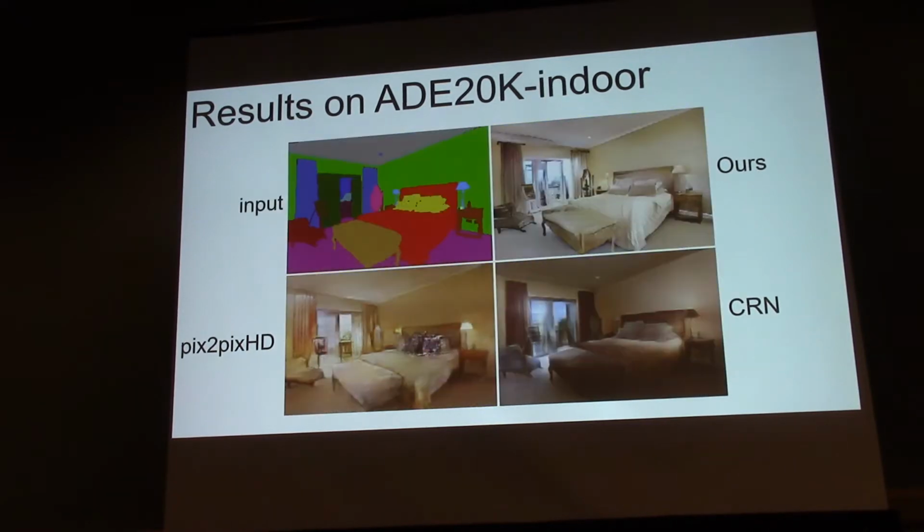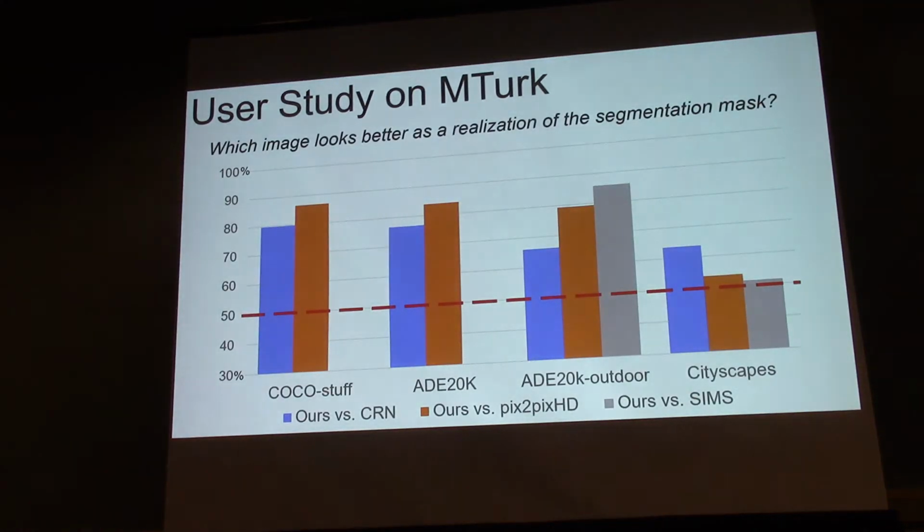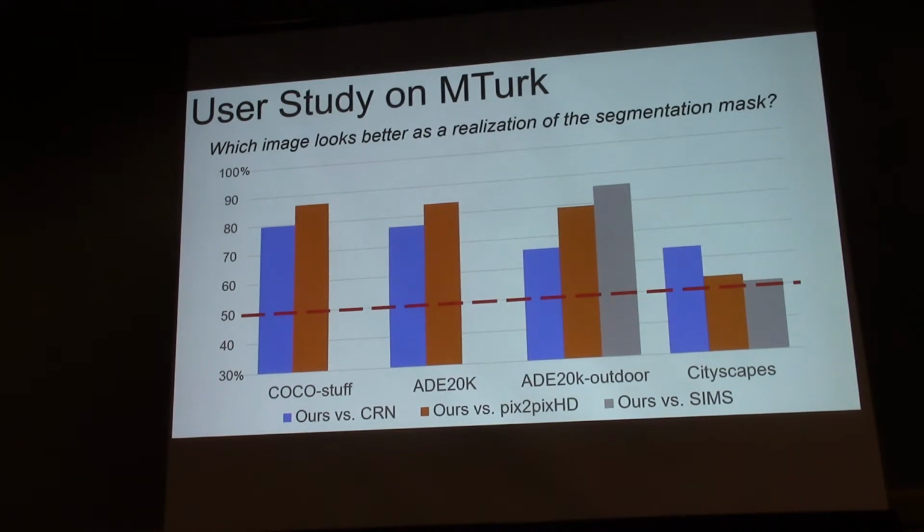Here are some more results. This is indoor. And this is the result of Cityscapes. And I think at this point, the Cityscapes dataset is simple, so pretty much all methods have saturated and all results look pretty good.